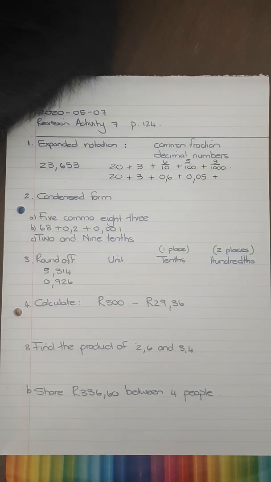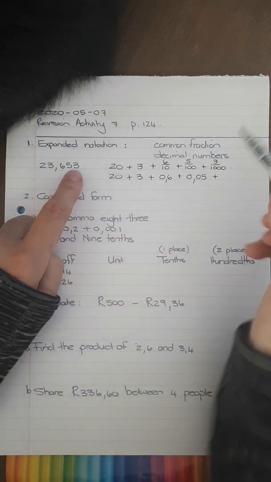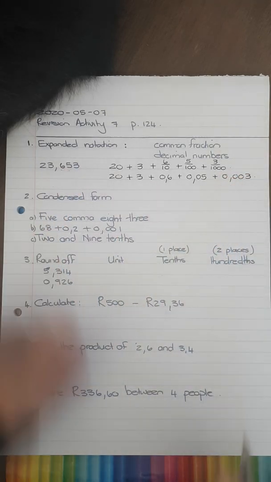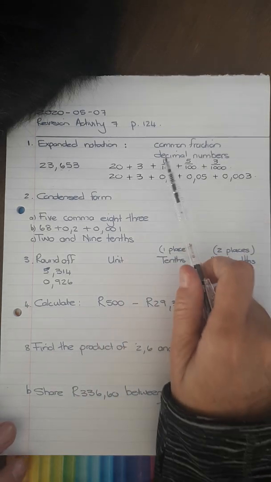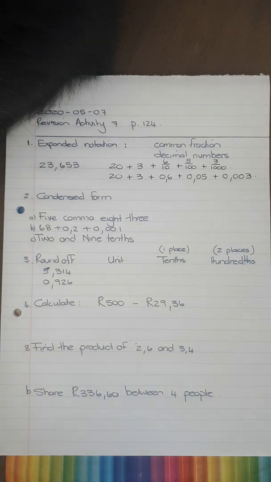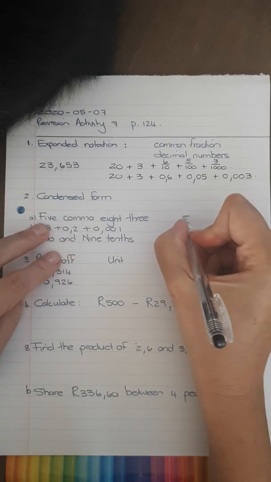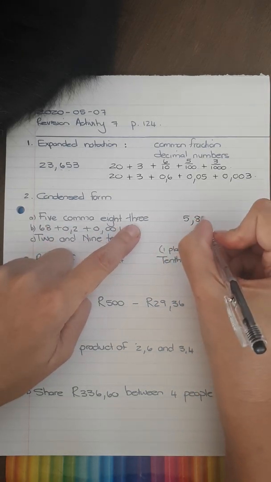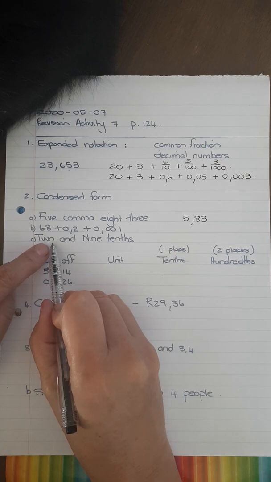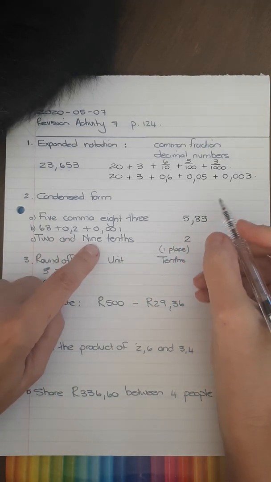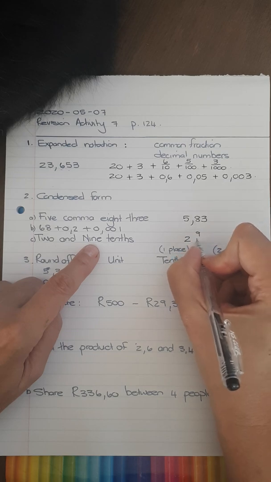Okay, so this one will be 3 on 1,000, 0,003. All right, let's move on to condensed form. Now they give you 5,83, and I write that out as 5,83. Or this one, 2 and 9 tenths.